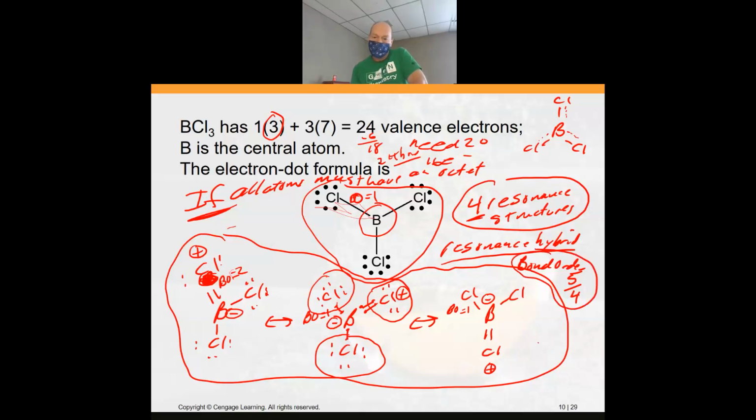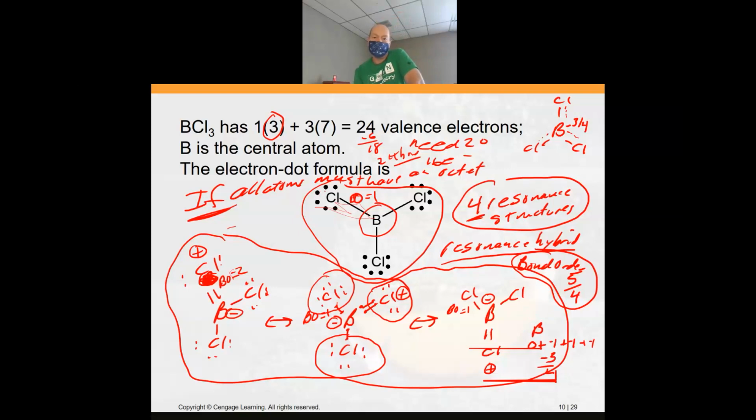The charges. Let's look at boron. Boron is neutral in this first one, so that's 0. And then it's minus 1 here, minus 1 here, minus 1 here. So you're going to have your 4 numbers from your 4 resonance structures. It is minus 3 out of the 4 structures. And so your boron is minus 3 fourths.